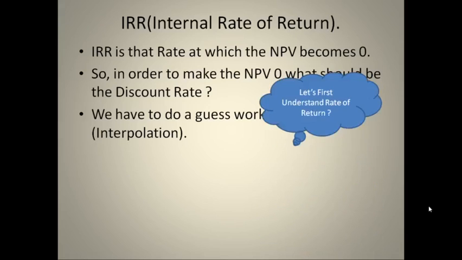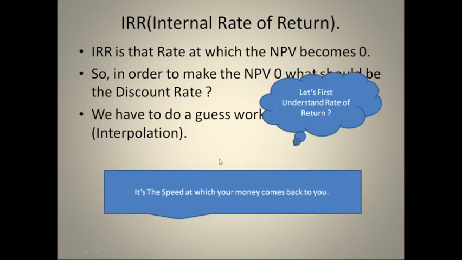So now let's first understand the rate of return. We will break this IRR, the internal rate of return, into two parts. First part is internal and second part is the rate of return. Now let's understand the meaning of rate of return. Rate of return simply means it's the speed at which your money comes back to you. Read this line, very important once again. Rate of return is nothing but the speed at which your money comes back to you.